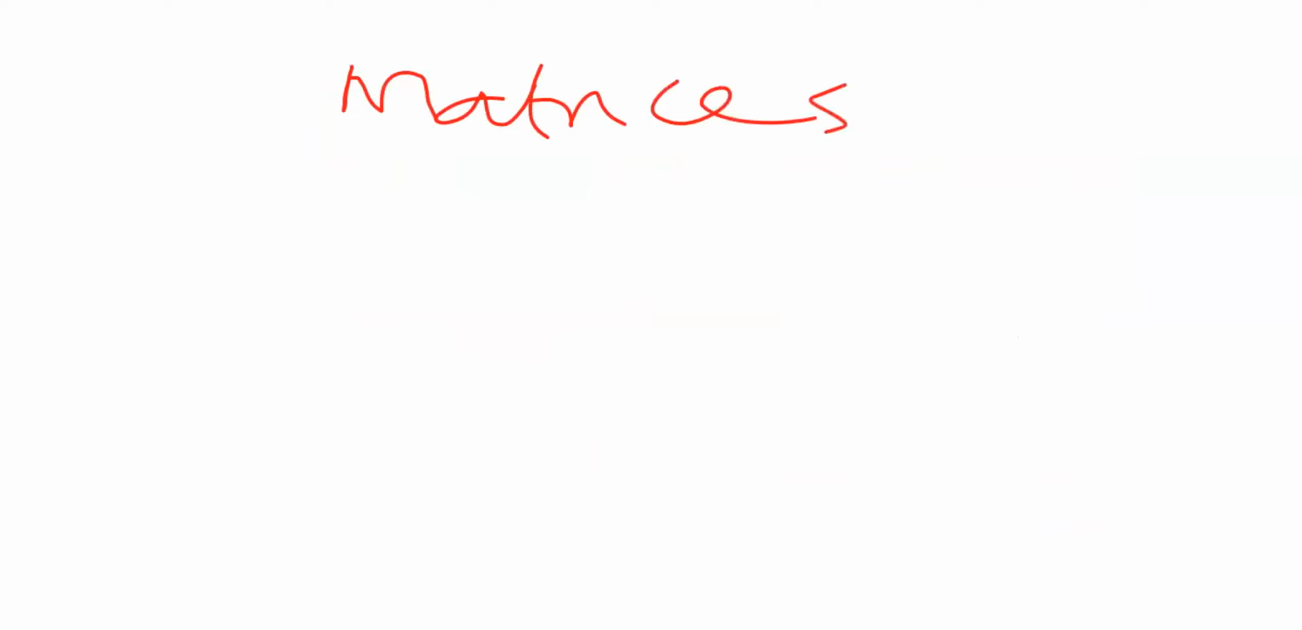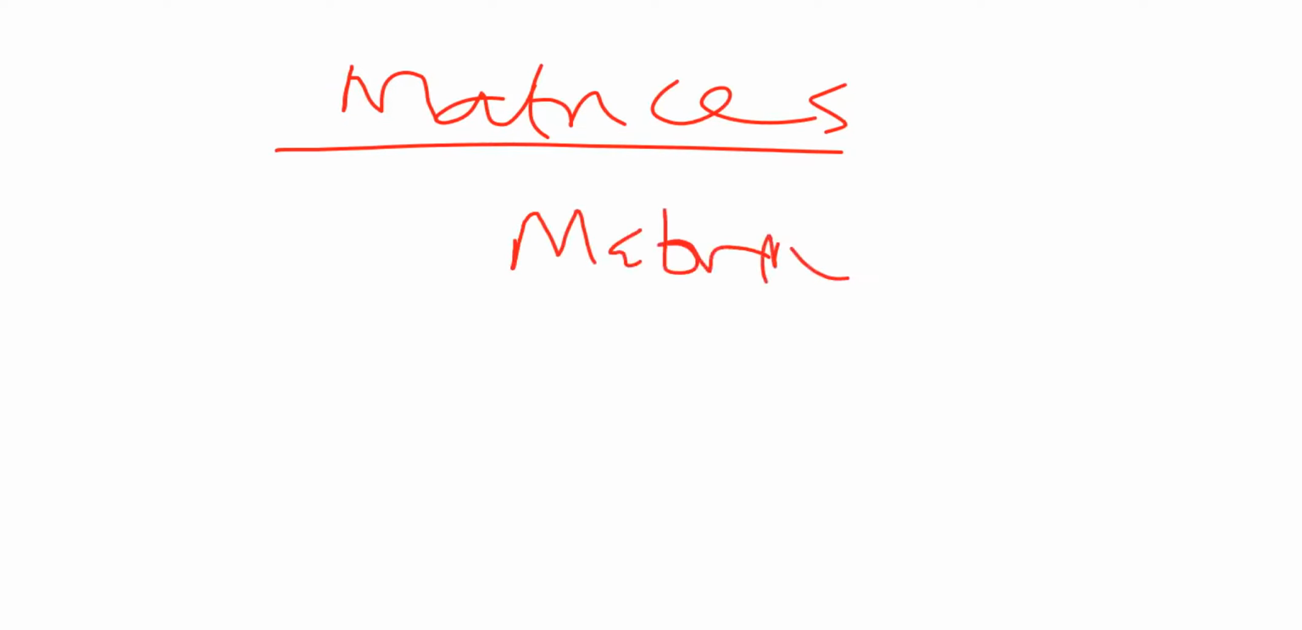Matrices. Matrices here is the plural, while matrix is the singular. As far as matrices is concerned, we have different types. Are you ready? All right. A matrix, plural is matrices, like I just said.